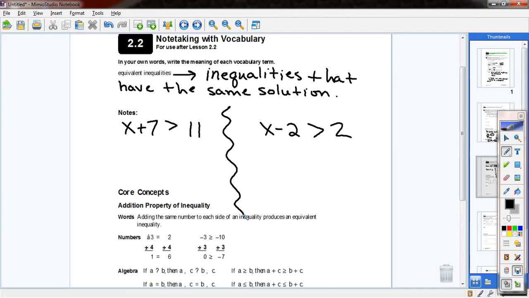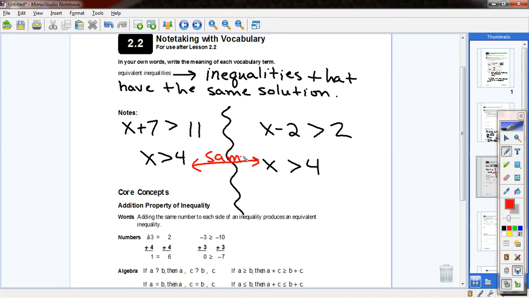If I solve this on the left right here, kids, what do you get? X is greater than 4. If I solve this over here on the right, what do you get? X is greater than what? 4. What do you notice about the solutions for these two inequalities right here? They are exactly the same.